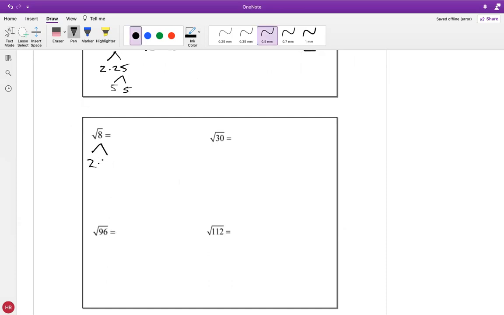8 is 2 times 4. I can write it as the square root of 2 times 4. The square root of 4 is equal to 2. So this would be 2 root 2.